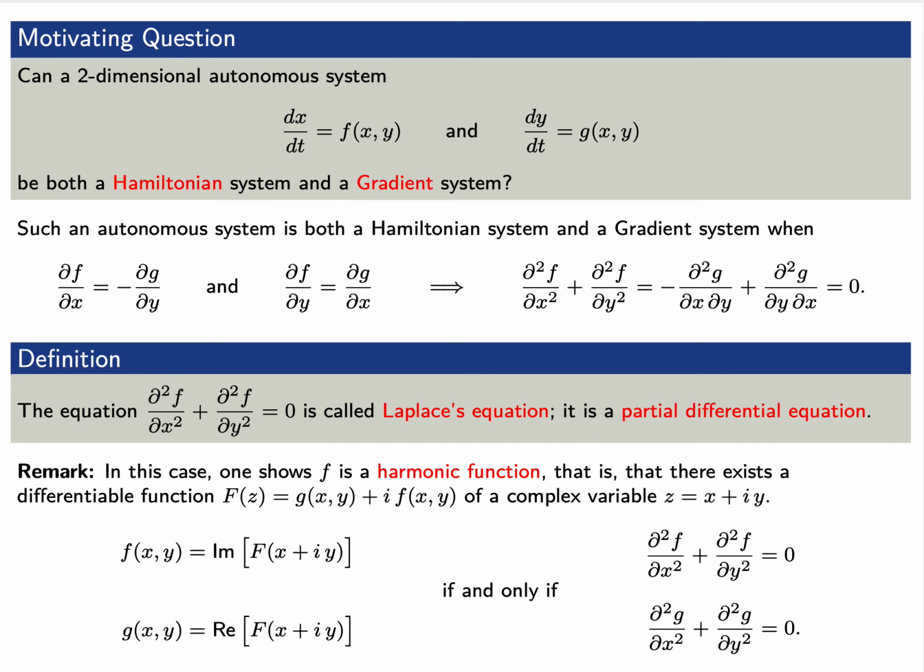In this case, one knows that f must be a harmonic function. That is, there exists a differentiable function, capital F, which we can write in terms of lowercase g plus i times lowercase f, all expressed in terms of a complex variable z, which is x plus iy. Simply put, if we have a function capital F, which is a function of a complex variable, we can write lowercase f as its imaginary part and lowercase g as its real part. These functions would now be solutions to Laplace's equation.